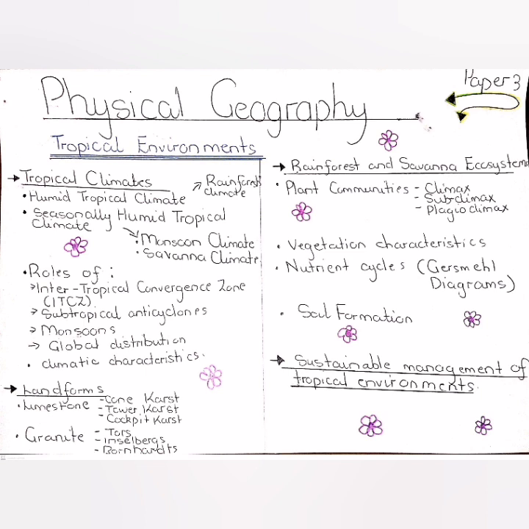Under landforms, we're going to focus on the landforms associated with limestone and granite rock. Then under our rainforest and savanna ecosystem, we're going to look at the plant communities. We're also going to focus on the characteristics of the vegetation in the rainforest and the savanna regions. We're also going to take a look at nutrient cycles and soil formation. And finally, we're going to take a look at the sustainable management of tropical environments.